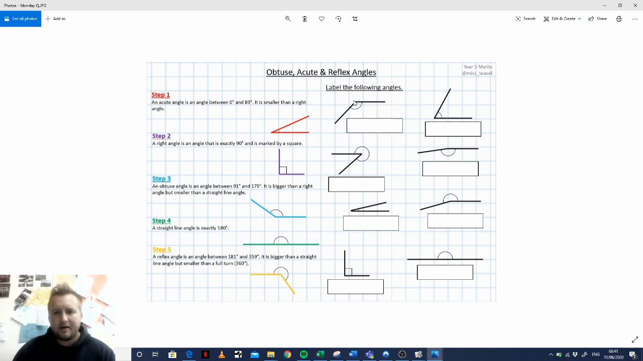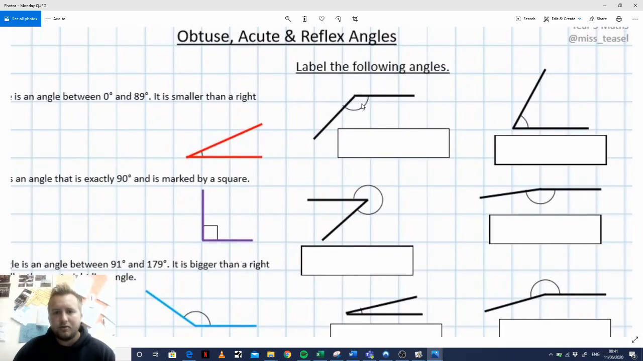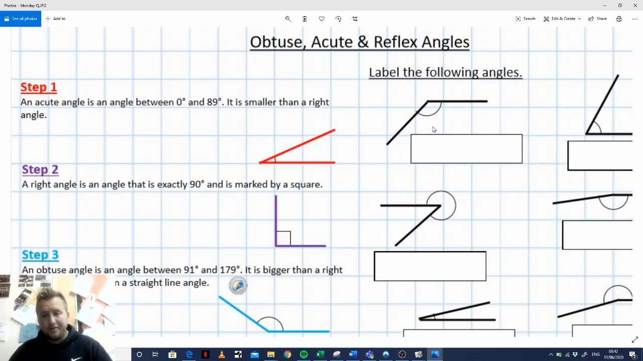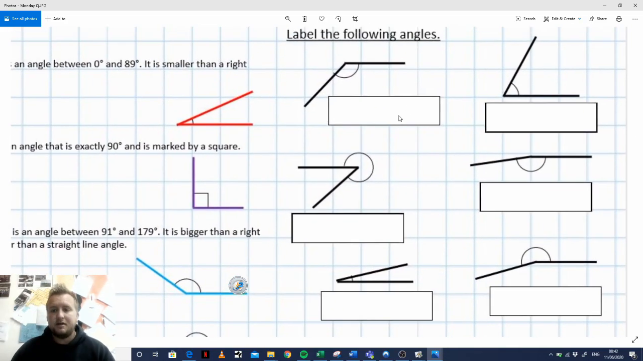Can you see how this looks a bit like a reclining chair? Upside down reclining chair, but it looks a bit like a reclining chair, and it's bigger than 90. What you can do, if you're unsure, is draw a dotted line which makes the perfect L, which is the straight vertical line and the straight horizontal line. And that will be able to tell you if it is 90 degrees or not.